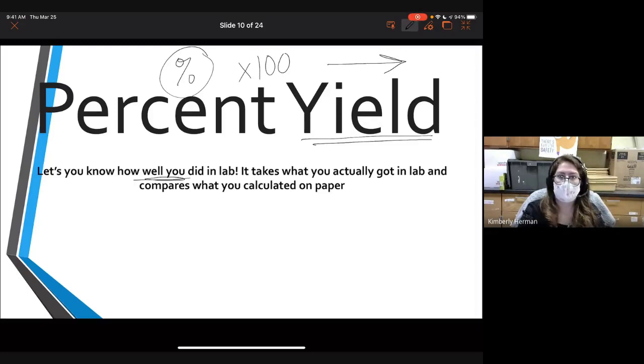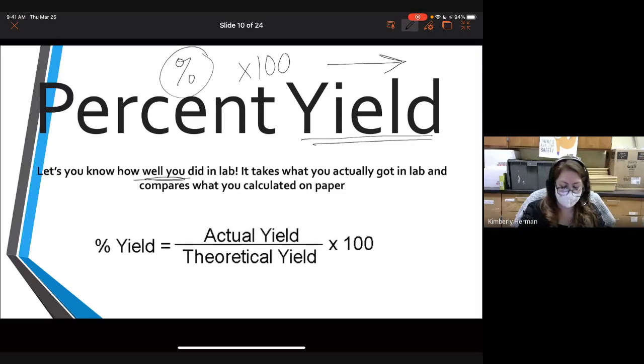It takes what you actually got in lab and compares it to what you calculated on paper, aka your theoretical for it. So the formula for percent yield is the actual from lab, and then we're taking the theoretical from paper, and then we times it by 100 to let us know how we did.